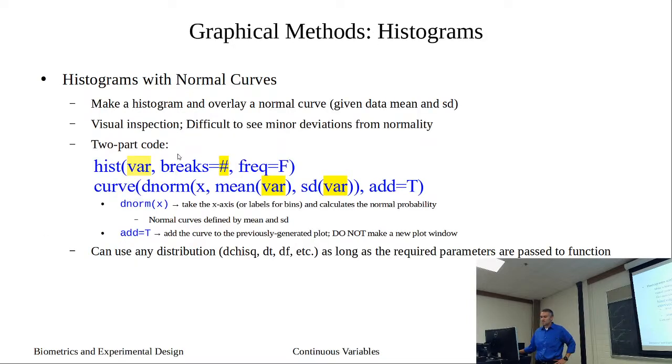So, histogram method and overlaying a curve. Two-step process. We have to first run our hist function, create the histogram, and we have to remember to do frequency equals false. All right, and then once we create that, we have the curve function where we add a normal curve defined by our own variable mean and our variable standard deviation. We have to make sure we have add equals T so that it adds it right to the graph. And then we saw that we could change it.